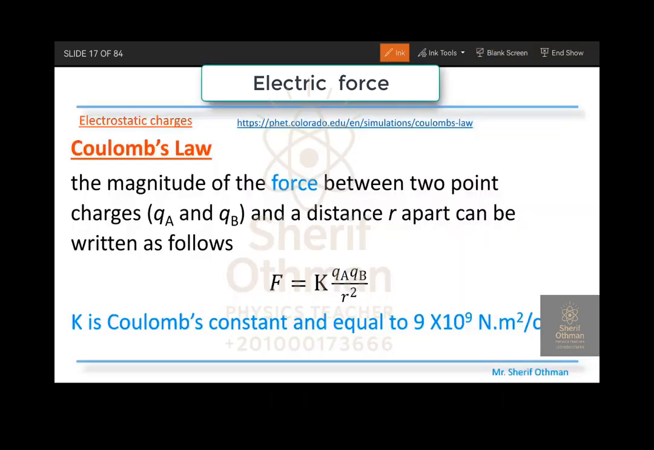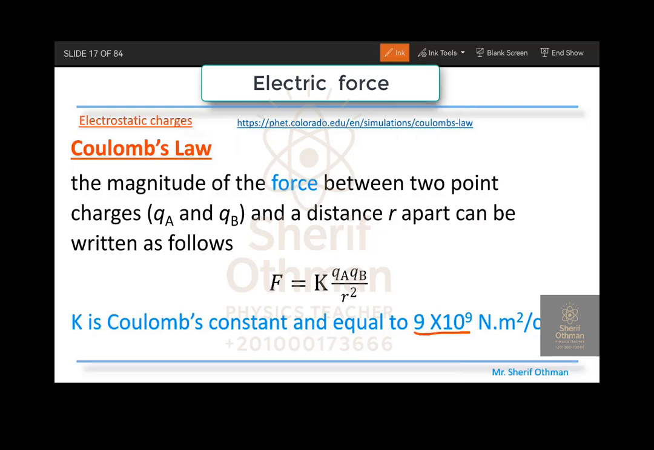So Coulomb's law: the magnitude of the force between two point charges, QA and QB, at a distance R apart can be written as follows. F equals K QA QB over R squared, where K is the Coulomb constant and is equal to 9 times 10 to the power 9 Newton meter squared per Coulomb squared.